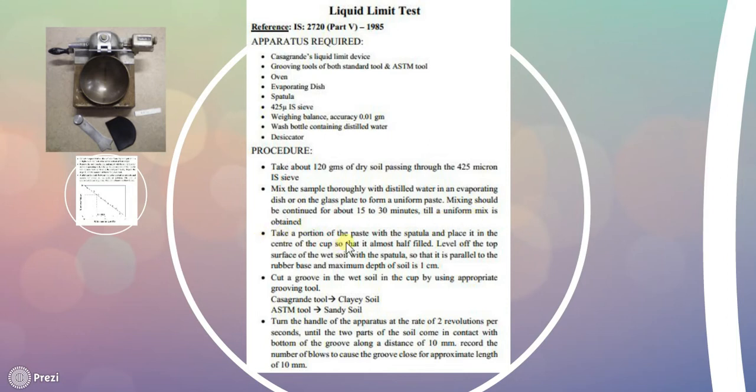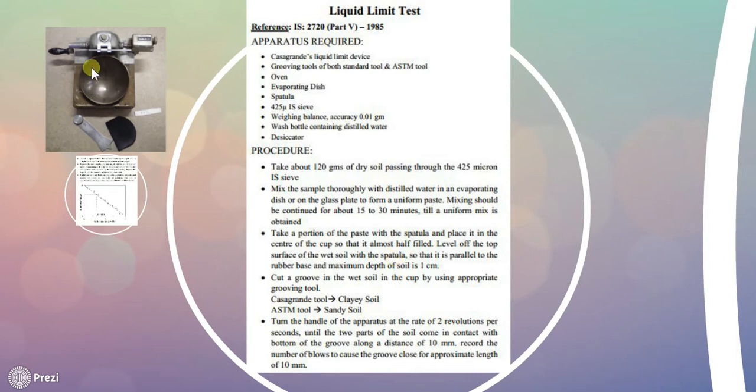Take a portion of the paste with the spatula and place it in the center of the cup. The center of the cup is like this. If this is a cup, this is the center. Fill the cup from the center so that it almost gets half filled. Level the top surface of the wet soil with the spatula.